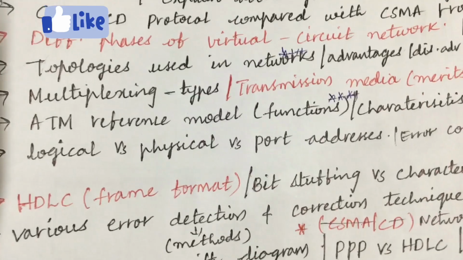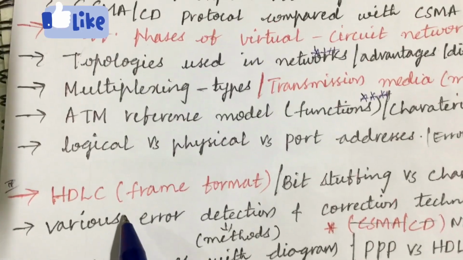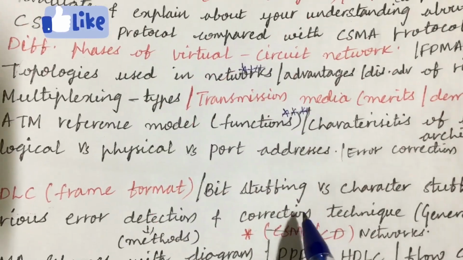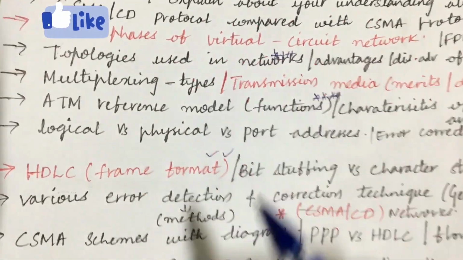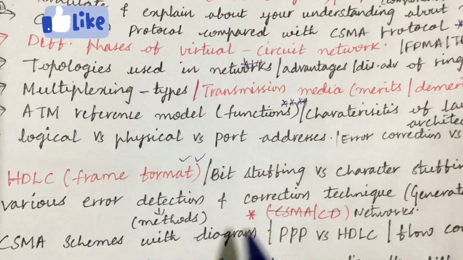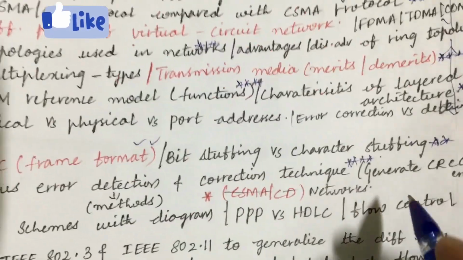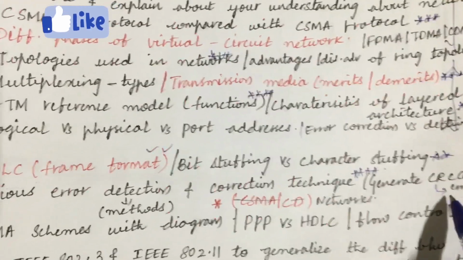Later, I have taken into consideration unit 2. The first and foremost gunshot question, the third question, may be the HDLC frame format as well as the difference between bit stuffing versus character stuffing. This is one of the gunshot questions. Various error detection and correction techniques are also a very important gunshot question, where you are supposed to generate a CRC code as well as explain about the CRC error.